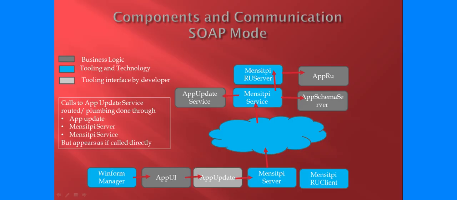App update component will be called by app UI when it needs to call a method in app update service in cloud. App update has some method structure. When it is invoked, it will call the method in app update service, plumbing it through MinSitP server client component and MinSitP service. Call signature of method will be used in app UI as if it is calling directly.